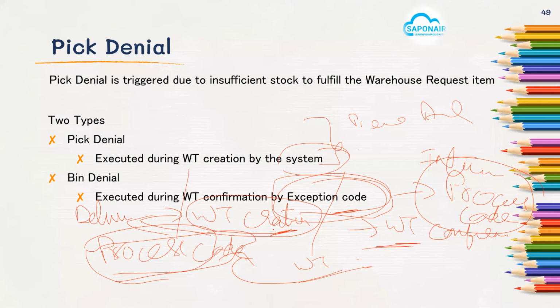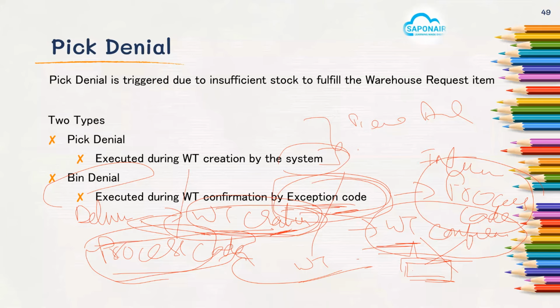In the third case, the stock is available, the delivery is fine, and the system could find the storage bin, but in the end, when a picker visits the bin, he realizes that this pallet is broken and he has no stock available of that particular batch. Now he has to close this warehouse task without picking. That basically we can call a bin denial. So we have something called exception codes that we use when we are rejecting it.